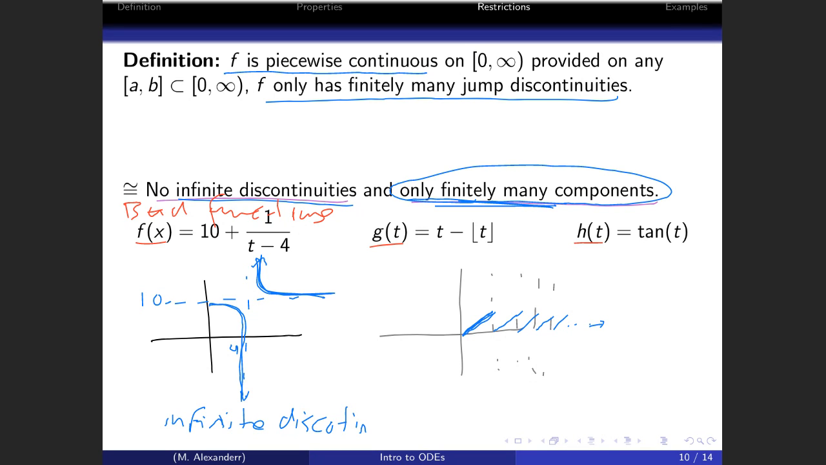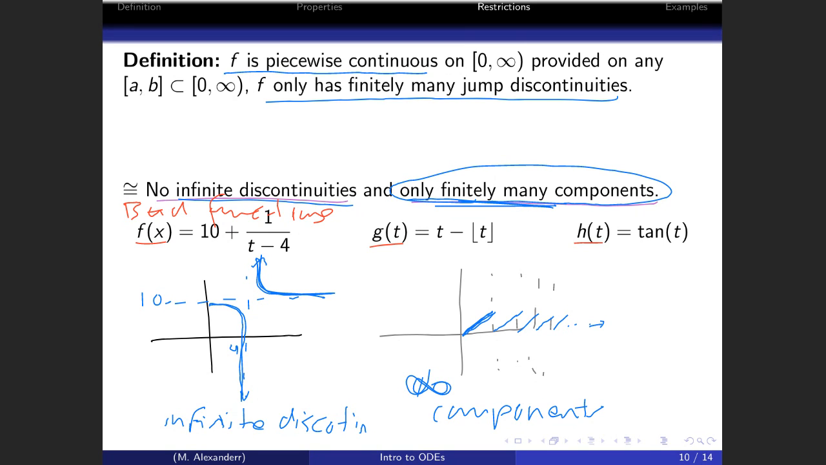This g function has infinitely many components, so infinite number of pieces to the graph. That's why the g function is a bad function. Don't worry about the formula, the t minus the square bracket t. The more important part is the picture. The picture here is that you have a graph that has infinitely many pieces, and so this is not a good function for our purposes for the Laplace transform. So that's a bad function for us.